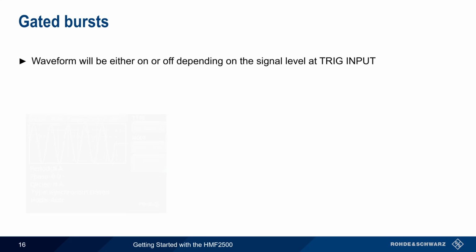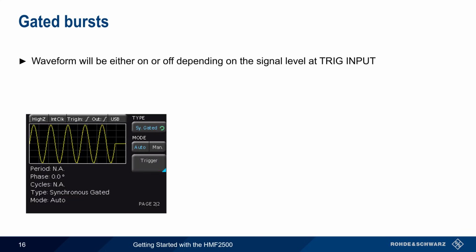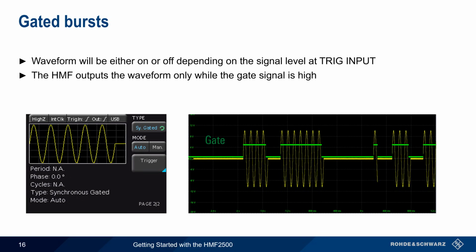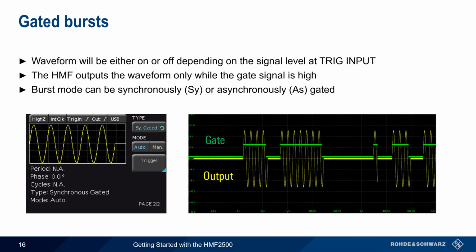Bursts may also be gated, that is, the waveform will be either on or off, depending on the signal level at the trigger input connector. In other words, the waveform will be output only when the gate signal level is high. For example, here the gate signal is shown in green. The output waveform, in yellow, is being generated when the gate voltage is high. In this example, the gating is synchronous. Each burst starts at the same initial zero phase value. But it's possible to have an asynchronous gated burst, in which case the initial phase may vary between bursts.